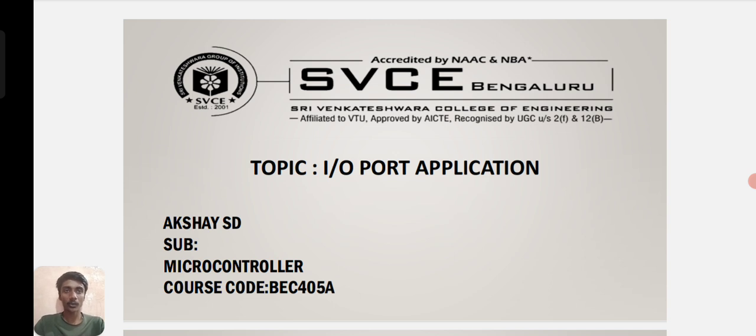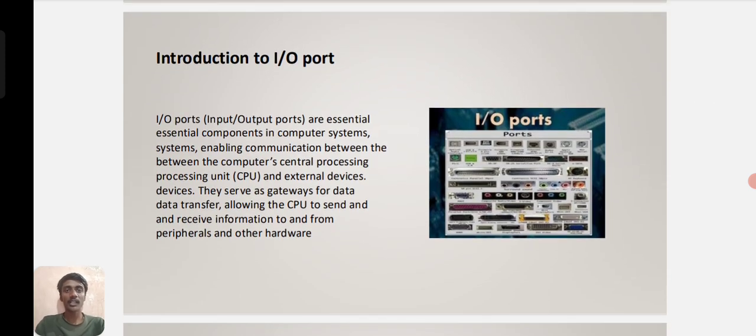Today I am going to present about the input and output port application. First, introduction to input output ports. Input output ports are essentially components in computer systems enabling communication between the computer's central processing unit and external devices. They serve as gateways for data transfer, allowing the CPU to send and receive information from peripherals and other hardware. You are seeing the input output ports in the image.